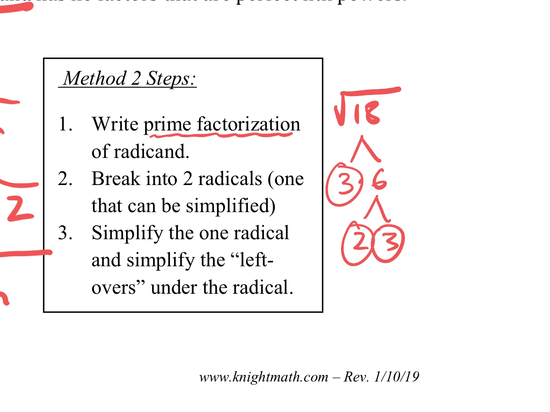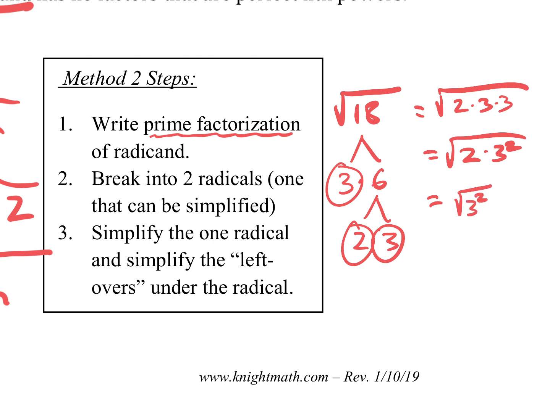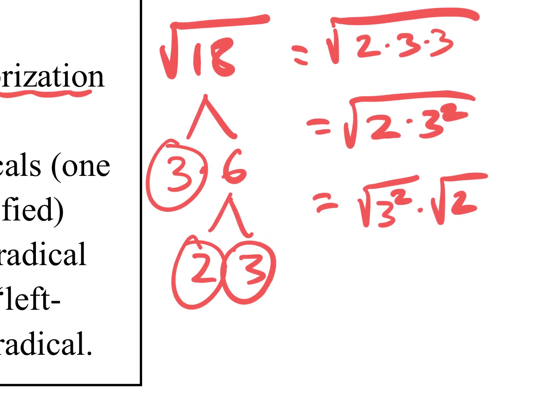So the square root of 18 can be written as the square root of 2 times 3 times 3. Or better yet, it's 2 times 3 squared. All right, so now we have 2 times 3 squared. We can break that up into 2 square roots, the square root of 3 squared and the square root of 2. Now, the reason why that helps us is, see right here, see how it's written as a power, kind of like we did with exponents in the last lesson?